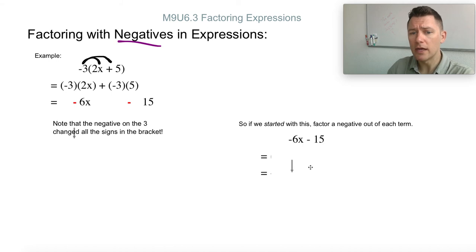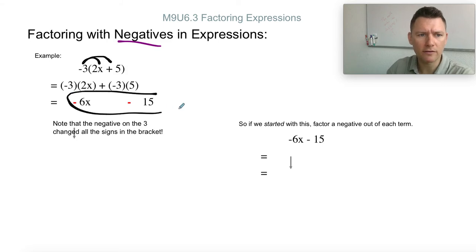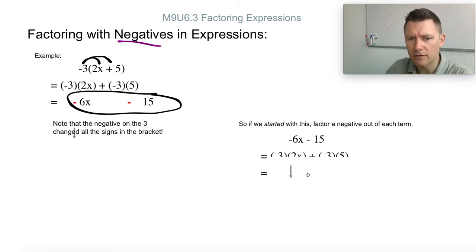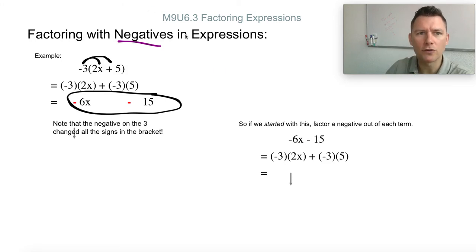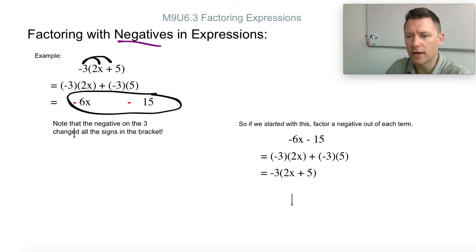So if we started with something a little different, if we were working backwards, now we're starting with this, you'll notice that both of them have a negative number, sort of like saying -3 times -5, right? And so you can undistribute that. You can factor it, undistribute, right?